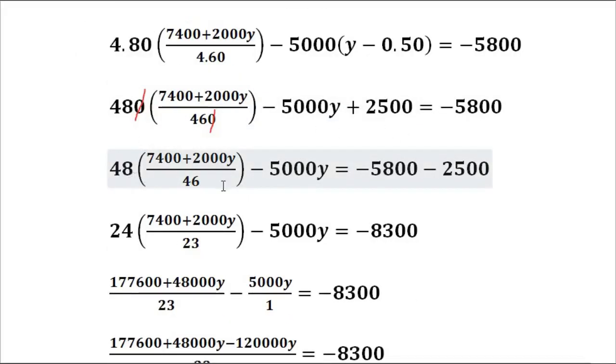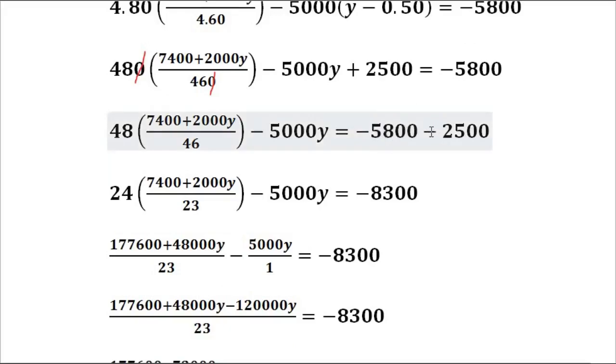Since 48 and 46 are multiples of 2, let's divide these two numbers by 2. We get 24 into 7400 positive 2000y over 23 negative 5000y. On the right side, in order to eliminate positive 2500 from the left side, we will subtract 2500 from both sides of this equation. We get negative 5800 negative 2500. Negative 5800 negative 2500 gives us negative 8300.